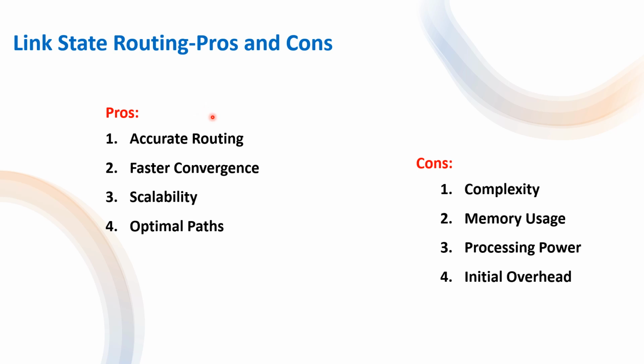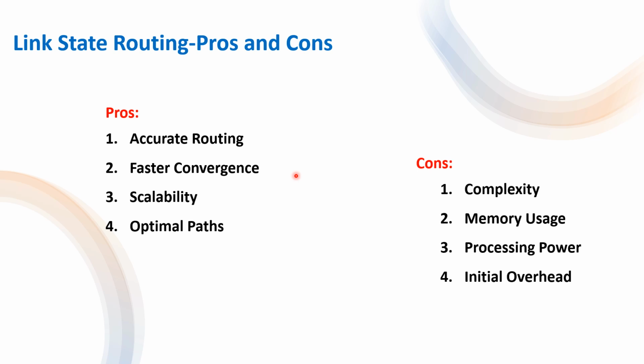Here are the pros of link state routing. Each router has a comprehensive and up-to-date view of the network topology through the link state database, which ensures precise and reliable routing decisions. A link state routing protocol uses event-driven updates to promptly reflect network changes.